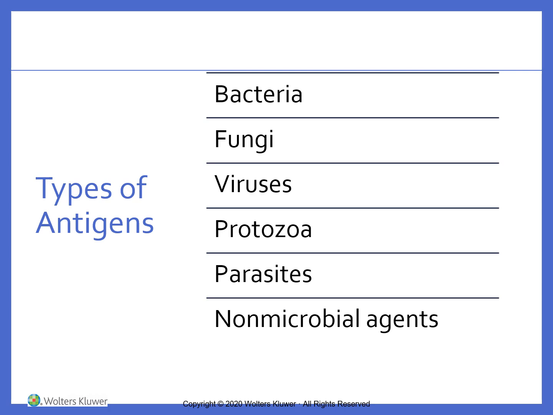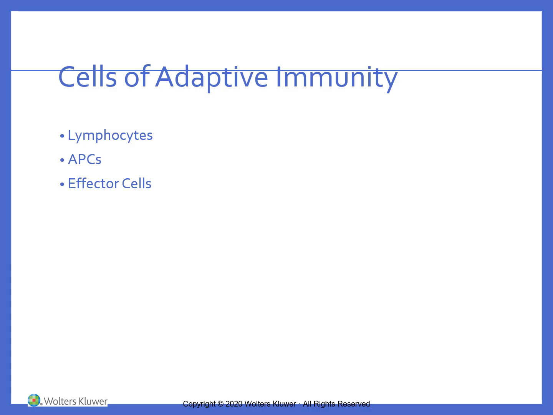So these are just some types of antigens, and these should look very familiar as our different types of pathogens, things like bacteria, fungi, viruses, protozoa, parasites, and different non-microbial agents or toxins.